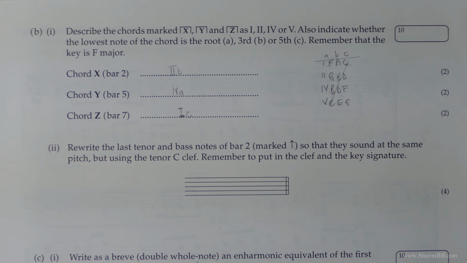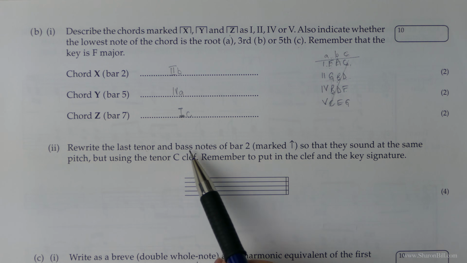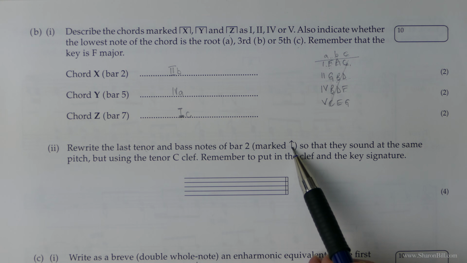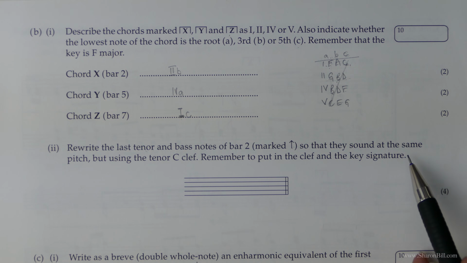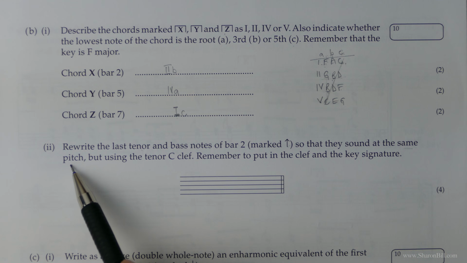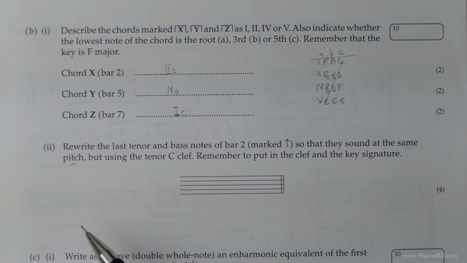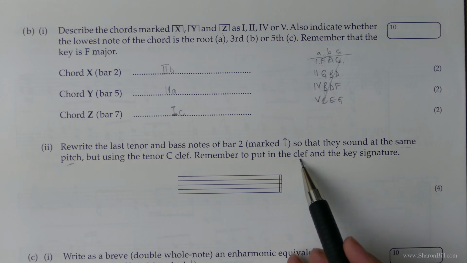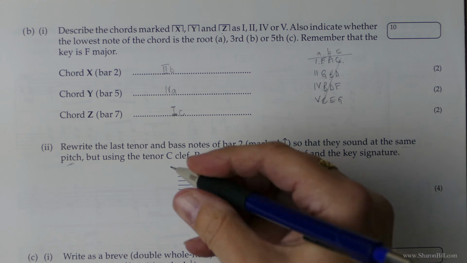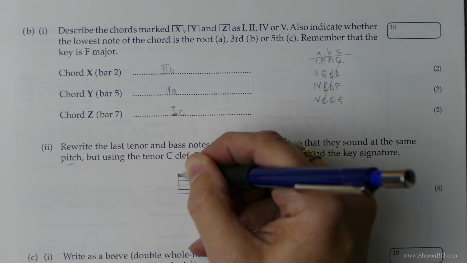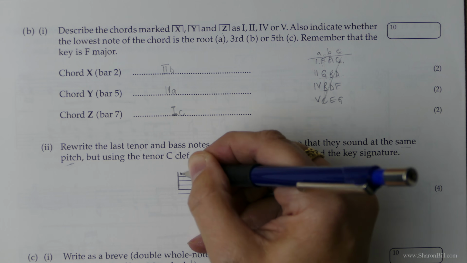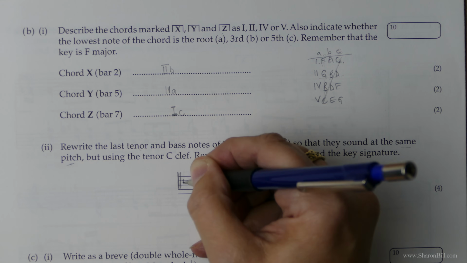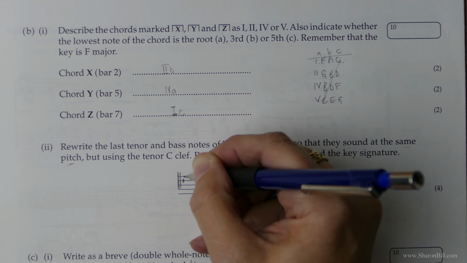So now we're asked to rewrite the last tenor and bass notes of bar 2. It's shown with a little arrow. We need to be careful that they sound at the same pitch, so just be careful that you don't go jumping octaves. So keep middle C as your anchor point there, but we need to use the tenor clef. So we've got to put in this new clef and key signature. So the tenor clef is the one that's just a little bit higher. We have sort of a double bar line. And then this second line from the top is middle C that the clef centres around.